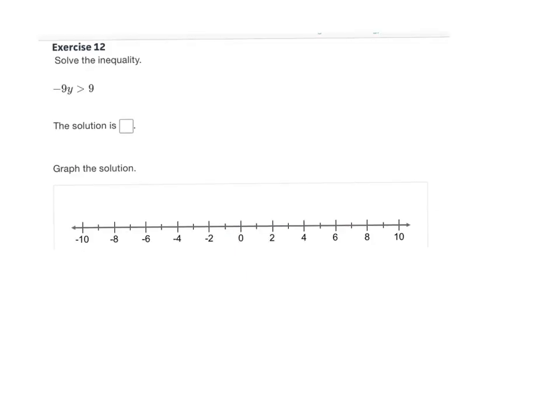Exercise number 12, I'm going to do the inverse of multiplying by negative 9. I'm going to divide by negative 9 on both sides. That's going to give me y. We have to change the inequality if we divide by a negative, right? So make sure you're paying attention. If you're dividing or multiplying by a negative, we flip the inequality. y is less than negative 1. We should have an open circle at negative 1. Inequality tells me we're going to the left.